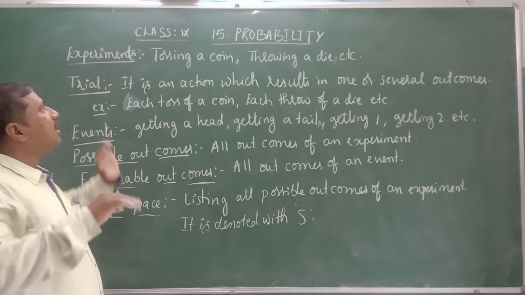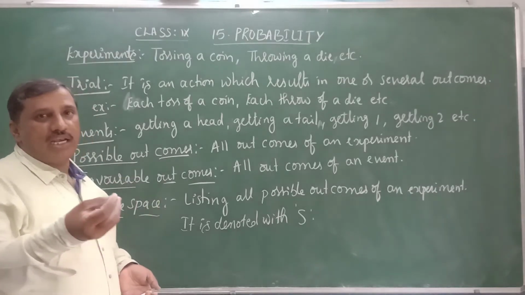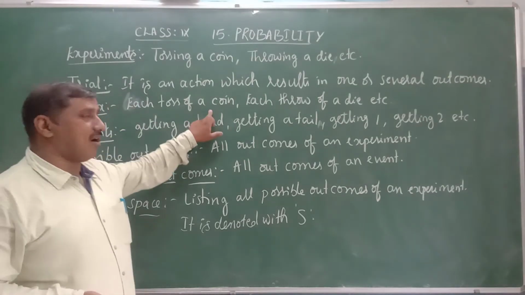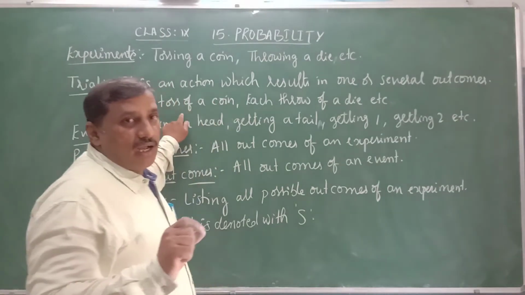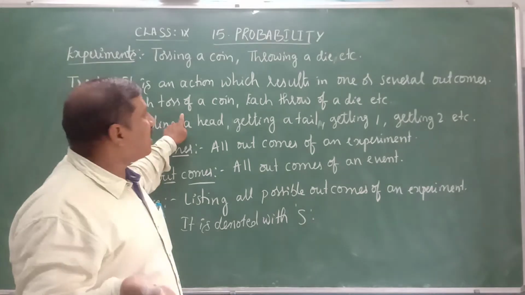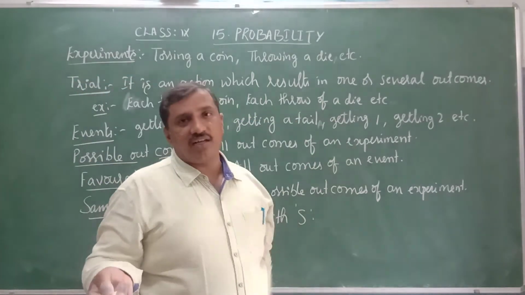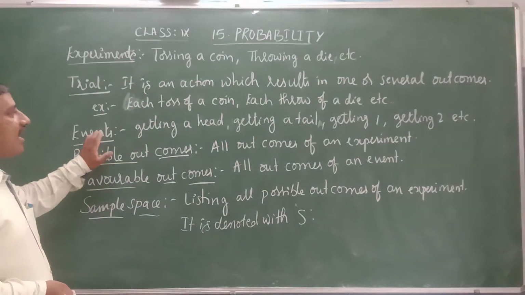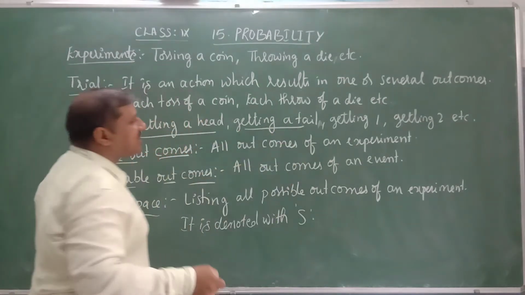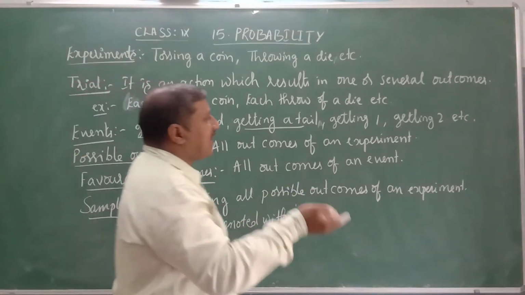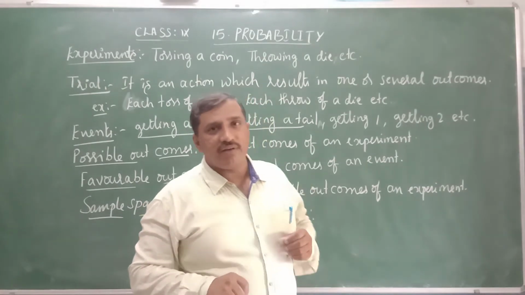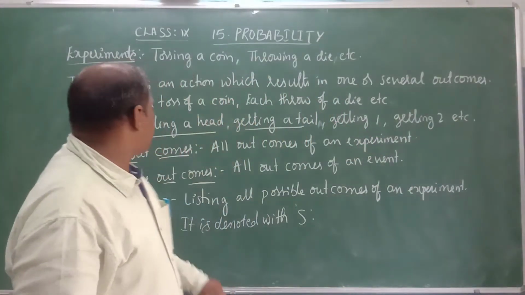So a trial is having only one action. It is only one action. Whereas an experiment, tossing a coin means, when we toss a coin we get a tail or a head. Two things are there. But here, each toss of a coin is one trial. Tossing a coin, we get a head is one trial, we get a tail is also one trial. Each throw of a die is also an example of a trial. Events. Getting a head when you toss a coin, or getting a tail, is an example of an event. Getting 1, getting 2, getting 3, getting 4, getting 5, 6, when you play with a die, all those are known as events.